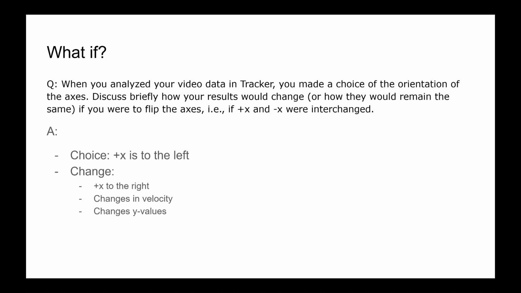What if I made positive x to the left, but if negative x was to the left and positive x to the right like it normally is, that would have changed all my x positions and the x velocity to become negative. This wouldn't have changed the y values though, because positive y is still up.